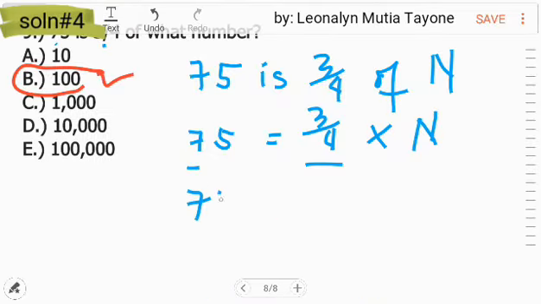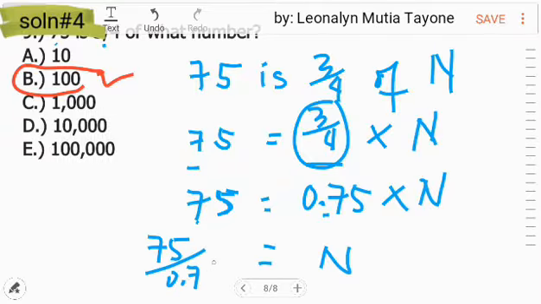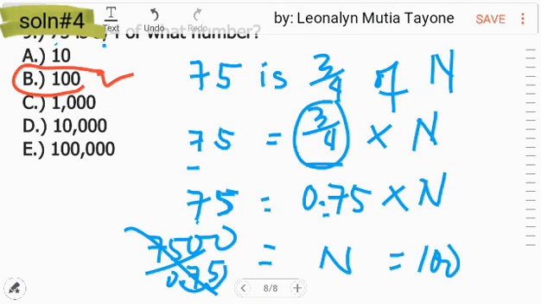Meron pa. 75. Itong 3/4 gawin mong decimal. So, 75 na may n pa dyan. Para ma-isolate si n dyan, itong 0.75 pang divide siya sa 75. 75 divided by 0.75. So, mag-move ka ng 1, 2. So, 1, 2. Cancel out mo yan. So, 100. This is equivalent to 100. So, ang sagot dito ay letter B.